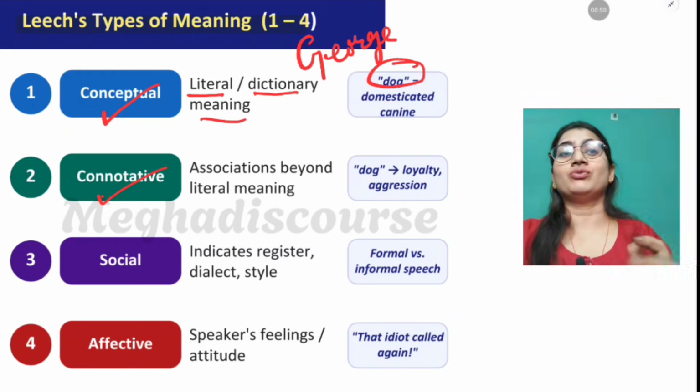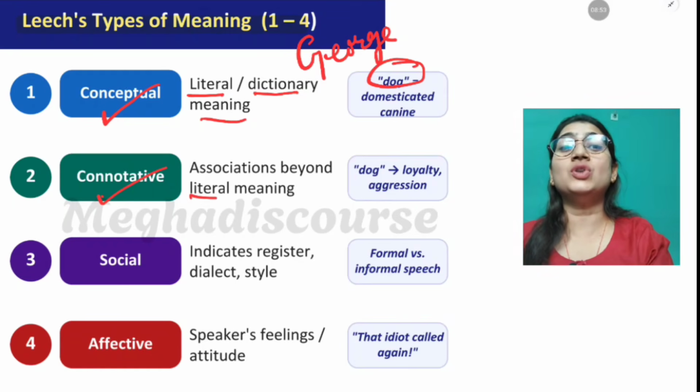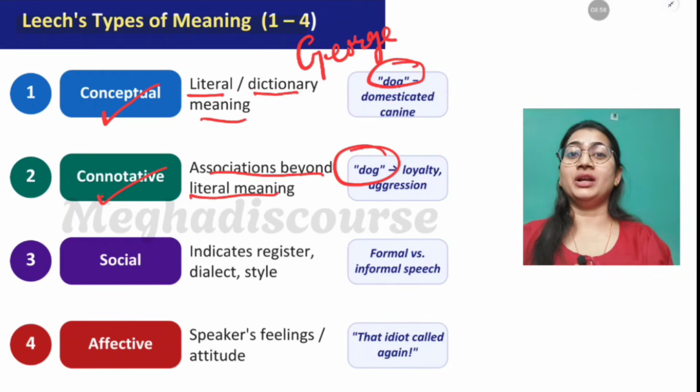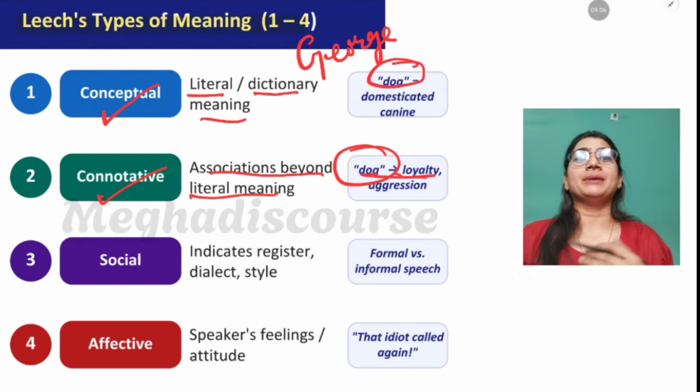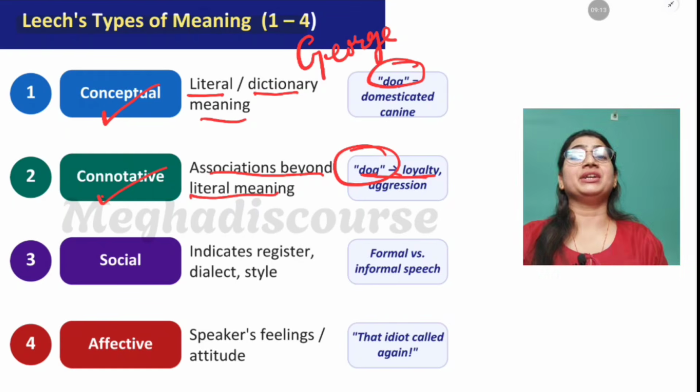Now, what is connotative meaning? Connotative means what is associated beyond the literal meaning. That is non-literal meaning, deeper meaning. Like dog: dog is related to loyalty, faithfulness. So this is your connotative meaning. Like home. What is home? In connotative meaning, it is a secure place. But in conceptual meaning, it is a building.